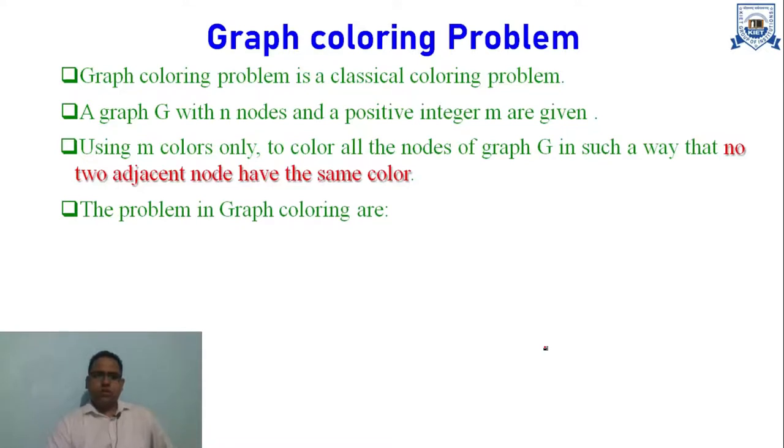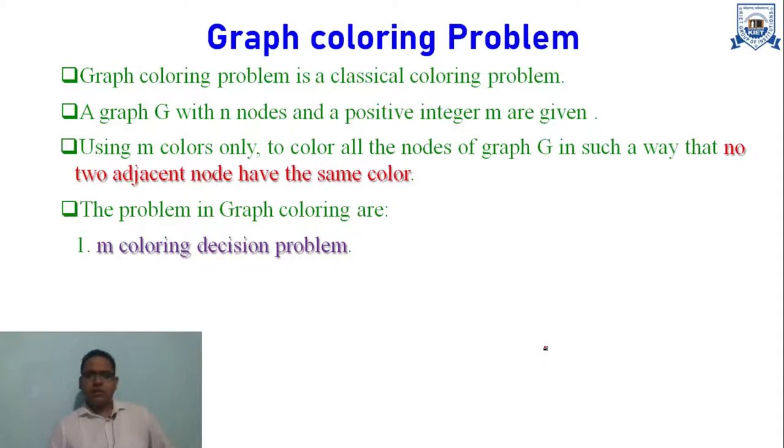Now we'll see some examples of the graph coloring problem. Before this, there are some problems that we solve in graph coloring. The first is called the M coloring decision problem. What do we mean by this? Given a graph and some colors, without directly applying the colors to the graph, we simply check whether we can color our graph with the given colors or not. That is called the M coloring decision problem.